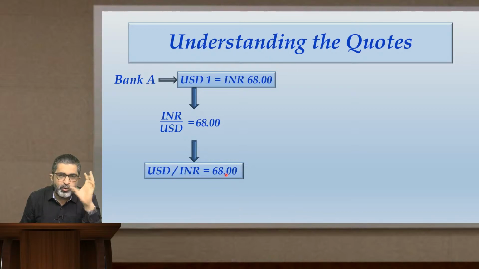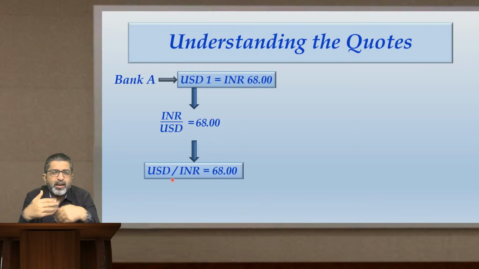Now in the international forex market, the style of quote is always given this way: USD slash INR, that is equal to 68. This is the standard manner in which the quotes are given in the international forex market. Now how do you interpret this? It is a quote of USD in terms of INR. You may also find this slash missing. It is simply a USD INR quote. What is coming first is USD, what comes later is INR. The manner in which you interpret it will be the quote of USD in terms of INR.